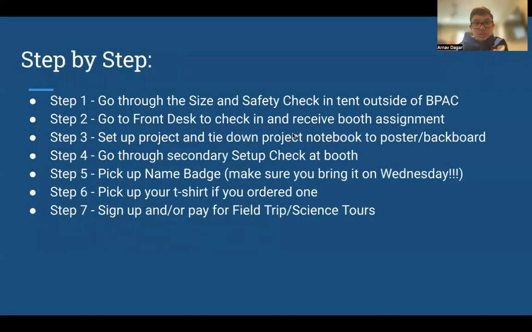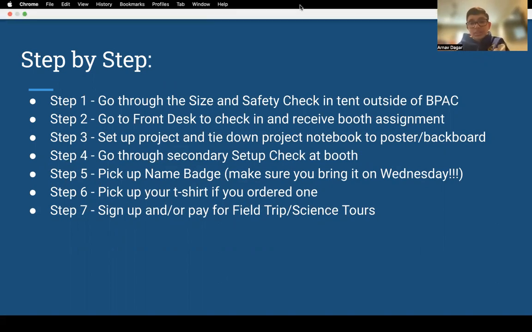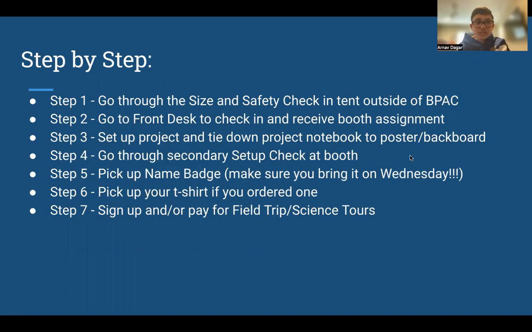Next, let's look at step-by-step what will happen. First, you'll go to the tent outside the BPAC, and it'll go through a size and safety check. Following that, you'll go to the front desk to check in and receive your booth assignment. You'll set up your project and tie down your project notebook to the poster backboard, and you'll go through the secondary setup check at your booth. Then you'll pick up your name badge, which you need to have on Wednesday. If you ordered a shirt, pick it up afterwards, and then you can sign up for any field trip or science tours at the end.